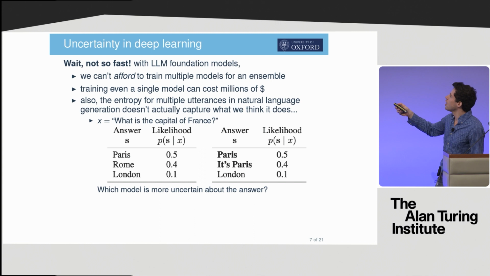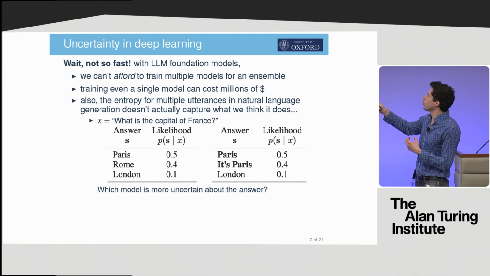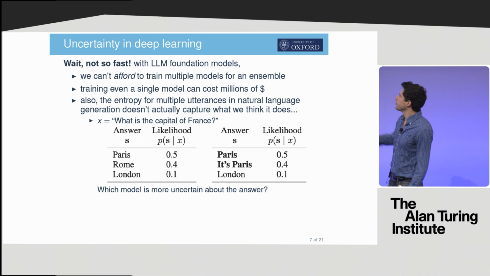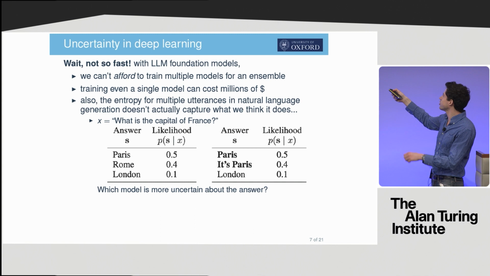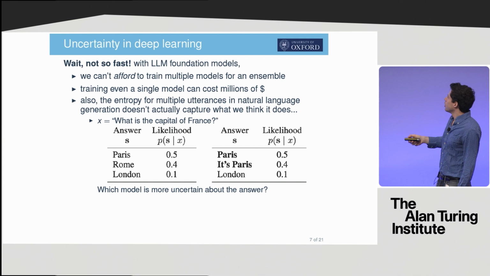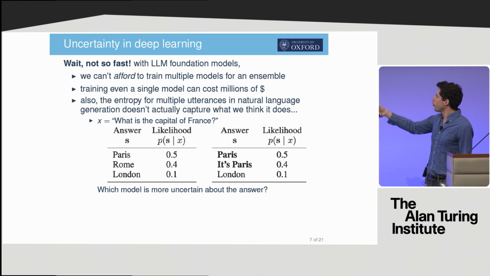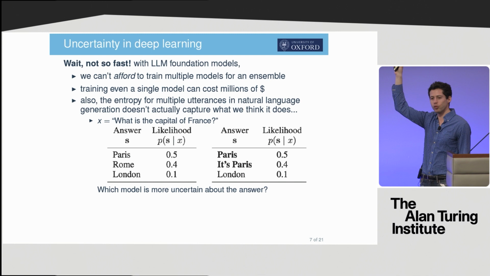If you give me the question, what is the capital of France? And let's say I have two models, model A, left, model B, right. Model A says, oh, probability 0.5, it's Paris. Probability 0.4, it's Rome. Probability 0.1, it's London. Model B generates Paris with probability 0.5, generates the utterance "it's Paris" and this utterance is assigned 0.4, and generates London 0.1. Which model is more uncertain about the output? Who thinks that model A is more uncertain about the output? Who thinks that model B is more uncertain about the output?